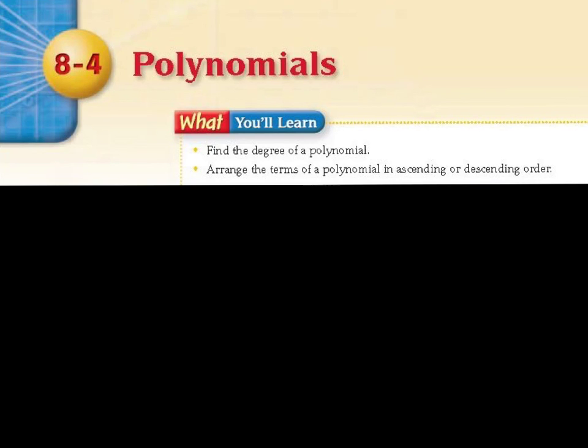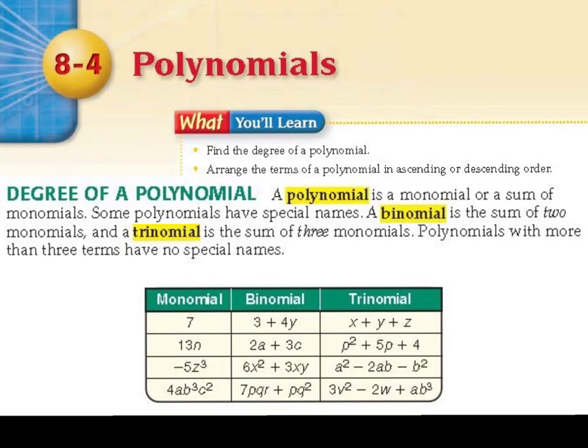In Lesson 8.4, you'll learn about polynomials, how to find the degree of a polynomial, and how to arrange the terms of a polynomial in ascending or descending order. A polynomial is a monomial or the sum of monomials. Some polynomials have special names.